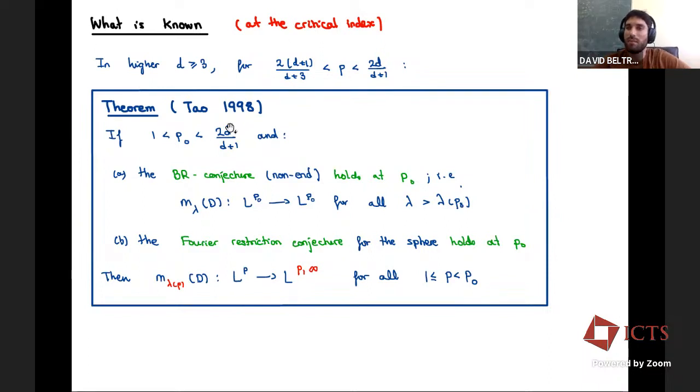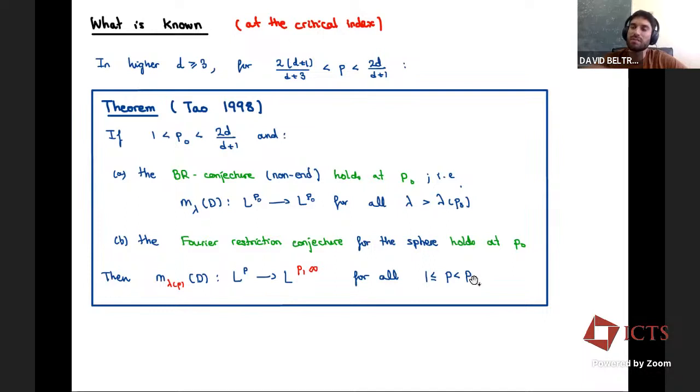He proved the following black box type result, which has the following 2 hypotheses. If we have the Bochner-Riesz conjecture in the non-endpoint situation, so strong bounds for all lambda greater than the critical index, holding for a certain value p0, and also the Fourier restriction conjecture for the sphere holds at the very same value p0, then the Bochner-Riesz multiplier at the critical index satisfies the corresponding weak type bound for all the p's strictly smaller than the p0 that our hypothesis was based on.